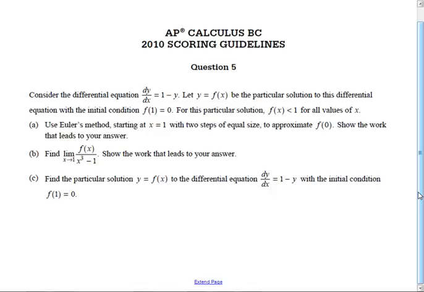That's solving a differential equation. This is the AB part, which is 5 points, because remember, 60% of the exam is AB. And this is the BC part worth 4 points. Let's see what you do with this.